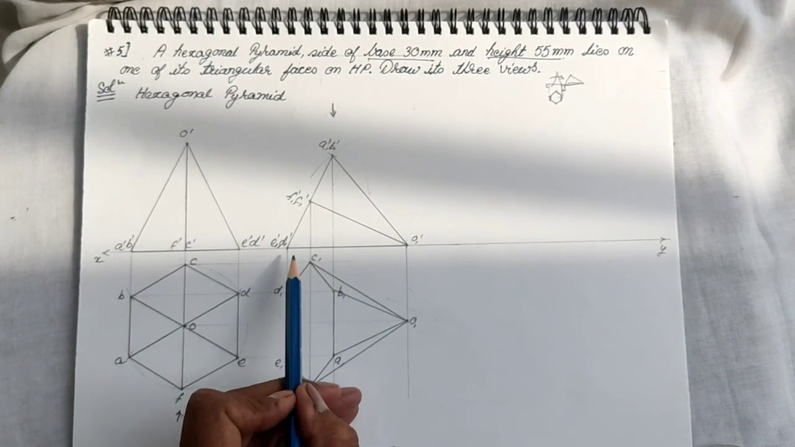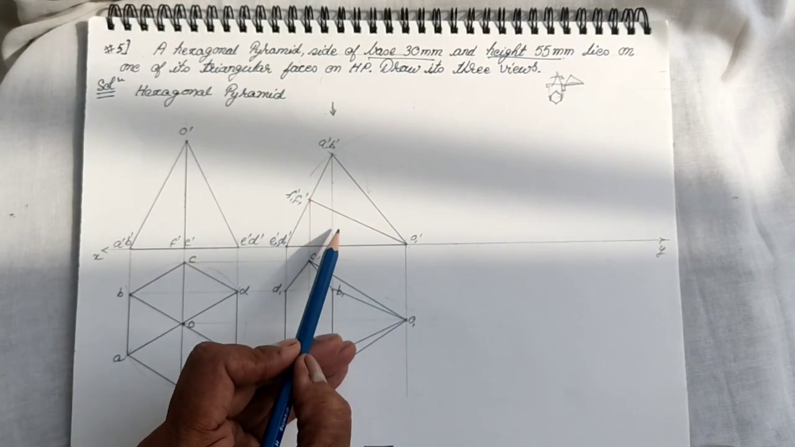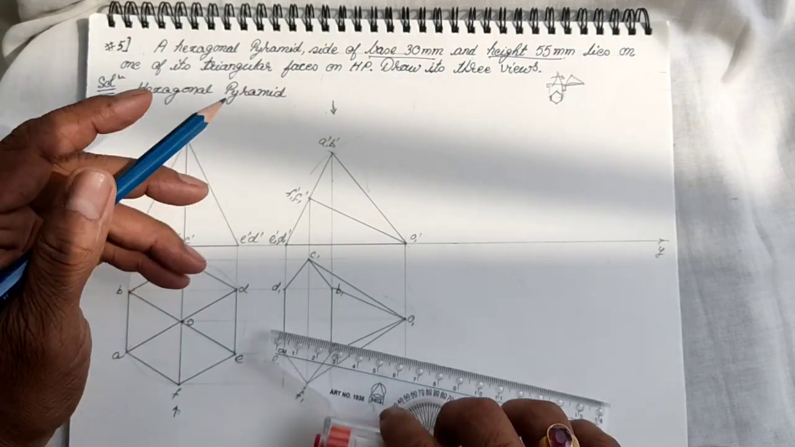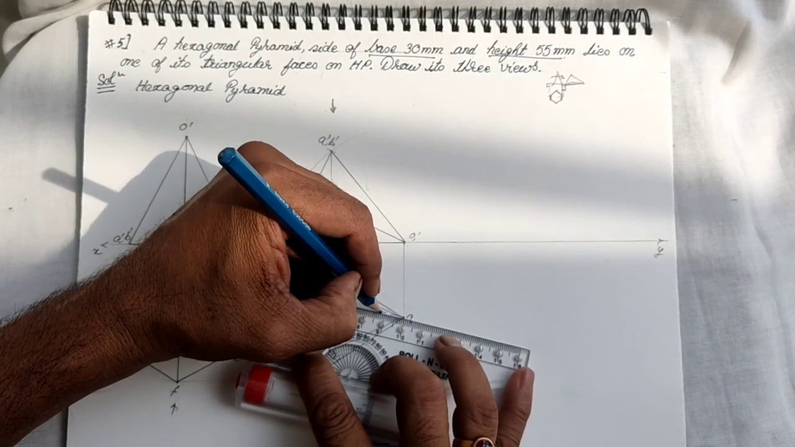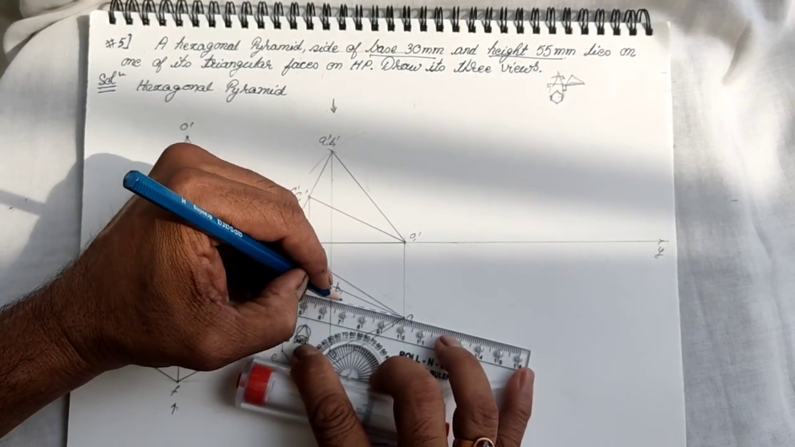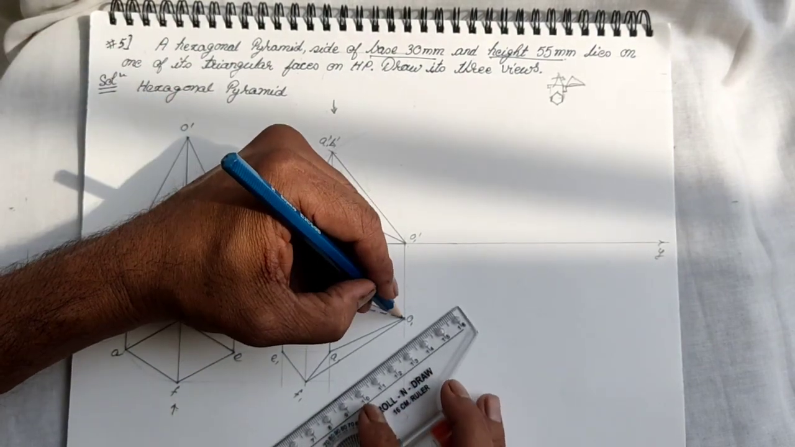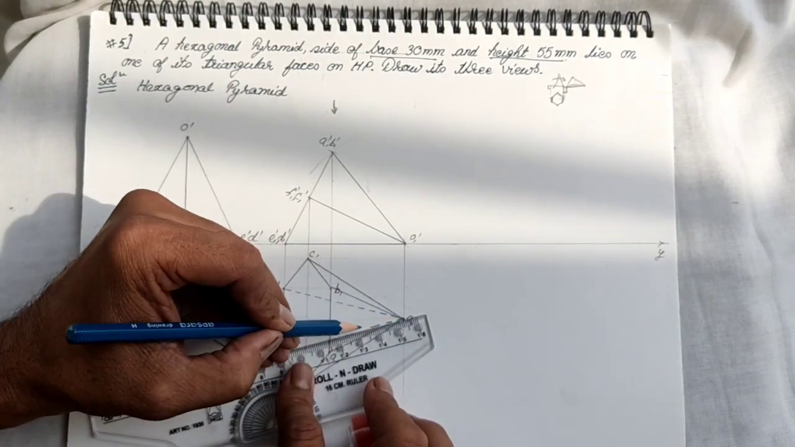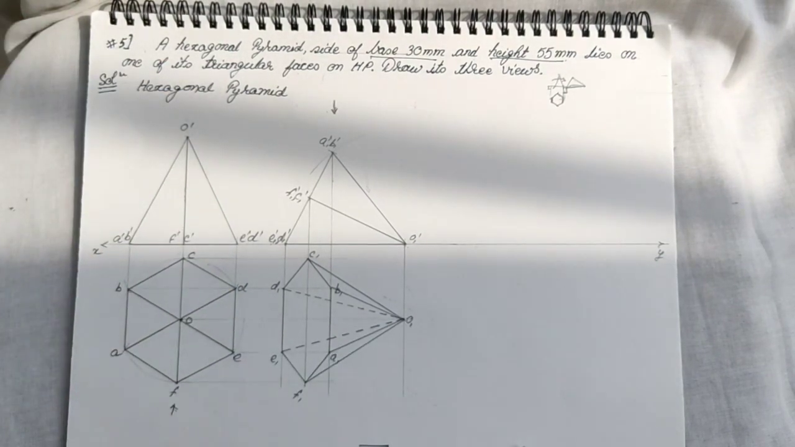Now you will see that the face OED is at the bottom of the solid. So it is covered by the solid. That means OE and OD, they are hidden. So OD and OE will be dotted lines. So we represent the hidden edges with the help of dotted lines. So here we get the projection of the solid in this condition.